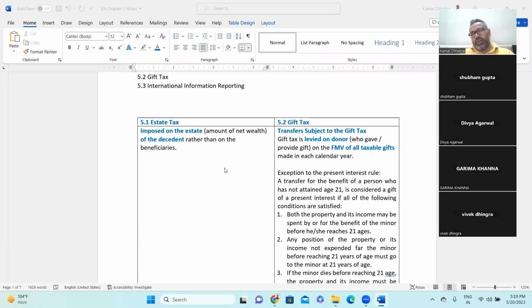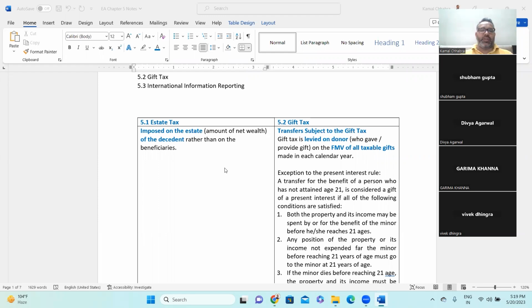We will be coming to that. First, we all understand what is estate. Estate is all the value or property that an individual has before his or her death. That is called estate. So all the property which is transferred after the death, either to the spouse or to the legal heir, is subject to estate tax. Okay. That is what estate tax is.